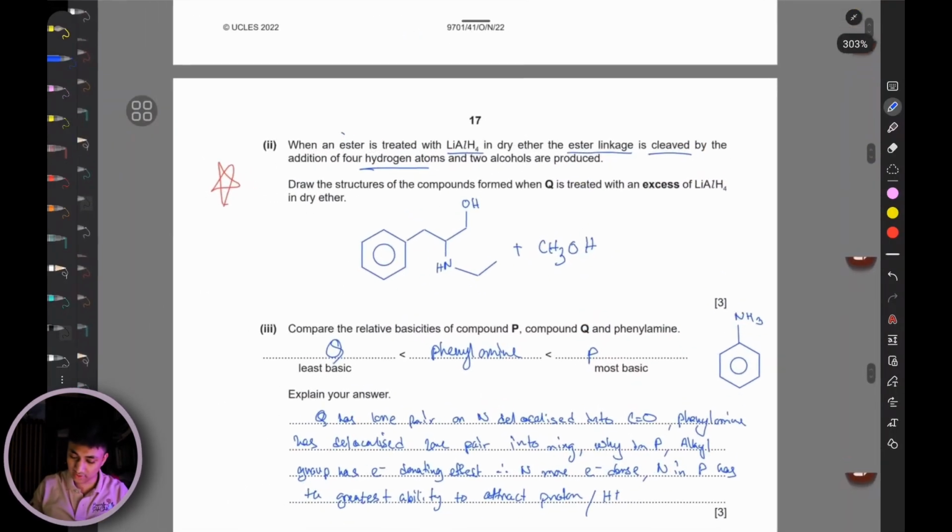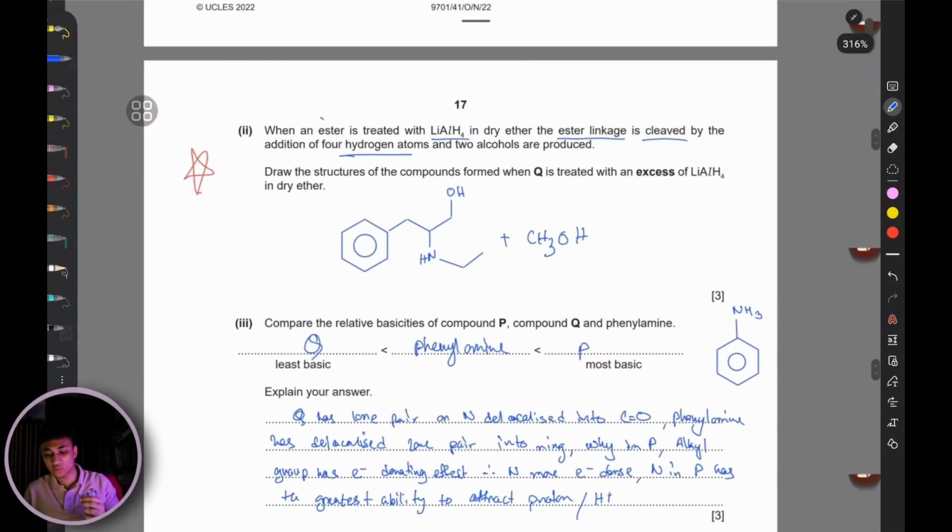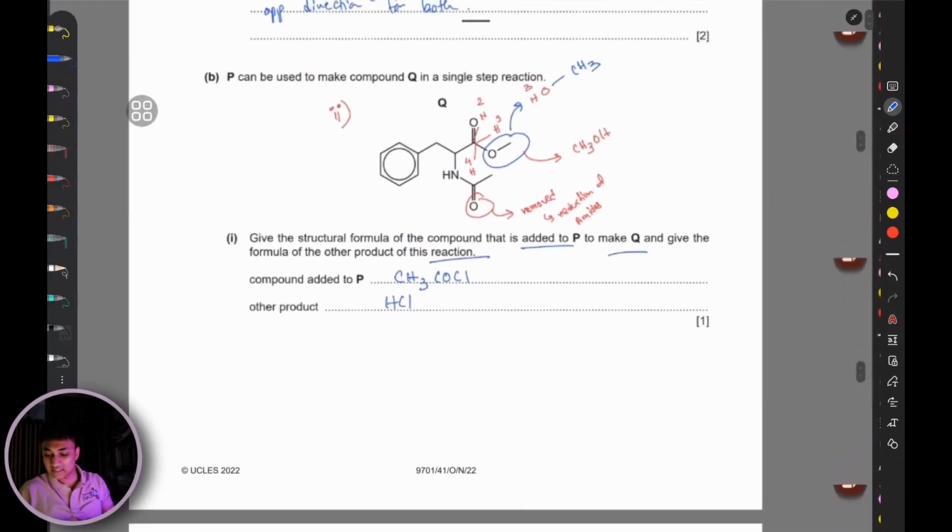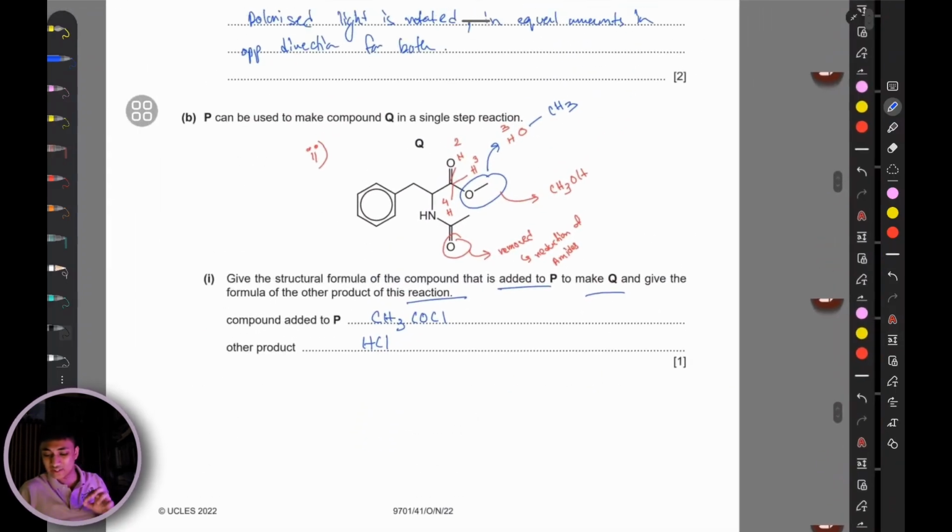Now for part 2, they're telling you an ester is treated with lithium aluminum hydride in dry ether. The ester linkage is cleaved by the addition of 4 hydrogen atoms and 2 alcohols are produced. Draw the structures of the compounds formed when Q is treated with an excess of lithium aluminum hydride in dry ether. So they're telling you your compound Q, they're treating it with reducing agent, lithium aluminum hydride.